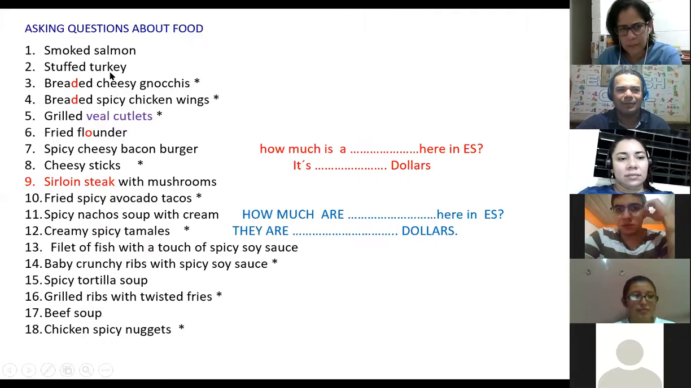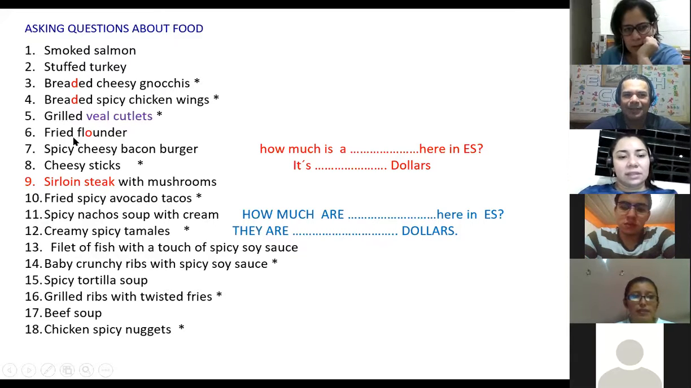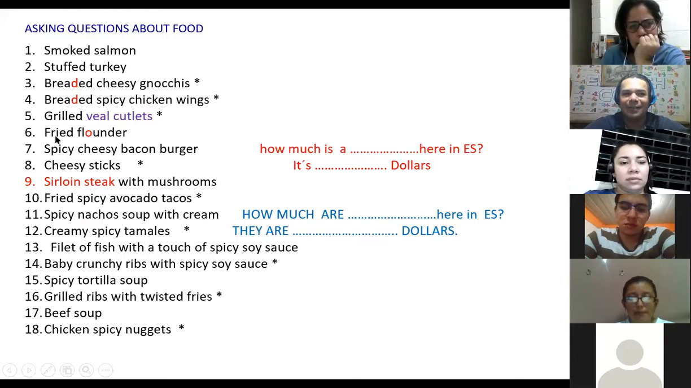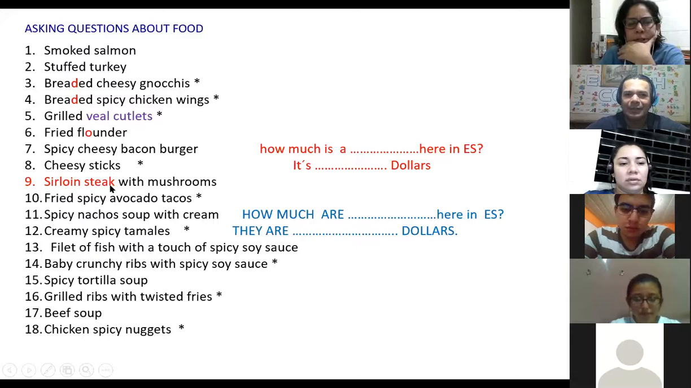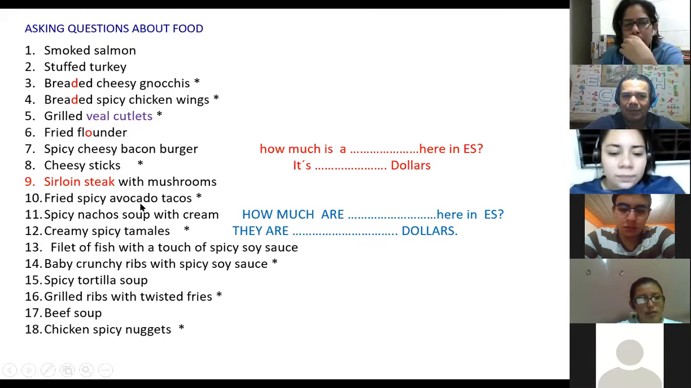Smoked salmon. Stewed turkey. Grilled cheese spinach. Gnocchis. Okay. Grilled spicy chicken wings. Grilled veal cutlets. Fried flounder. A spicy cheese bacon burger. Cheese sticks. Excellent. Sirloin steak with mushroom. Fried spicy avocado tacos.